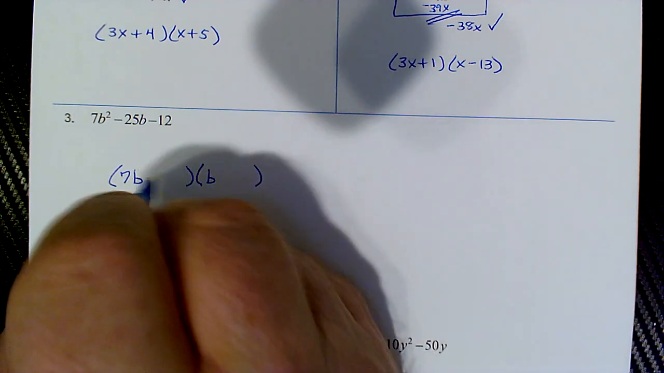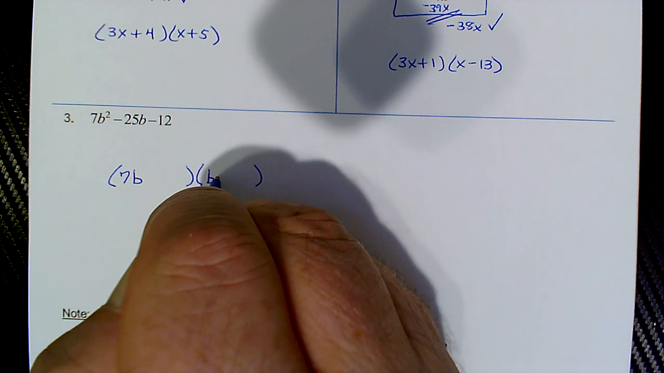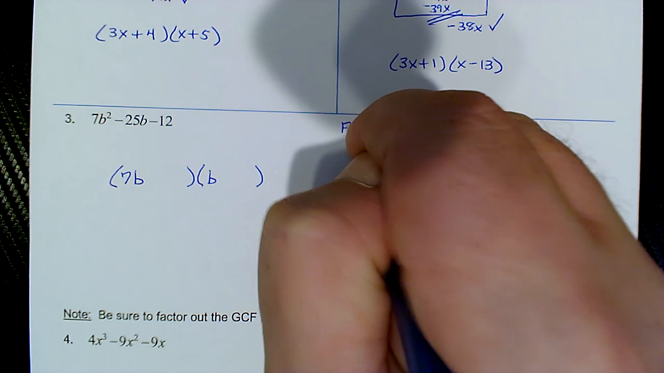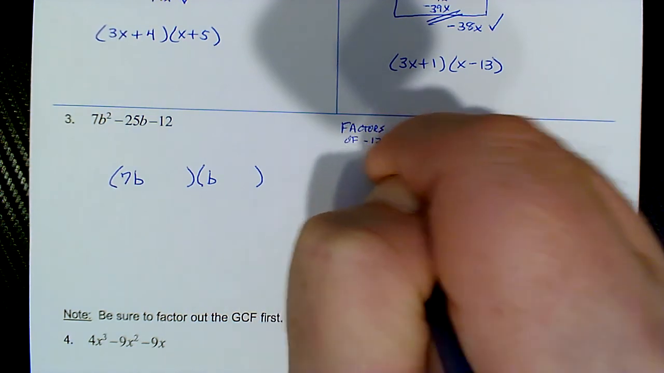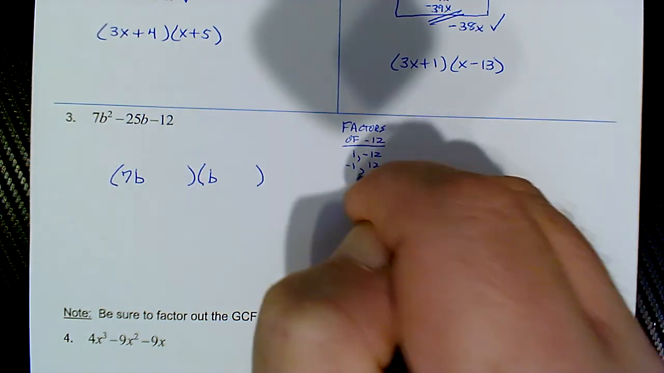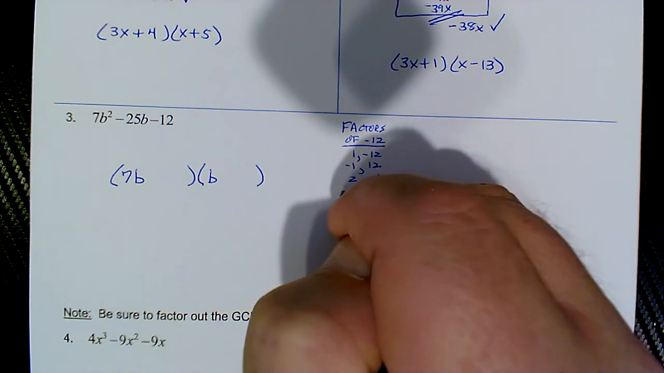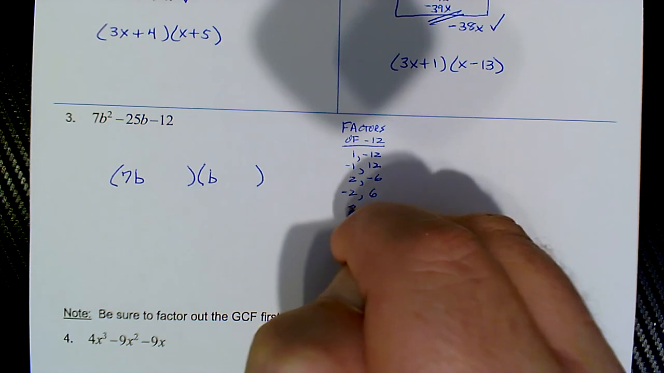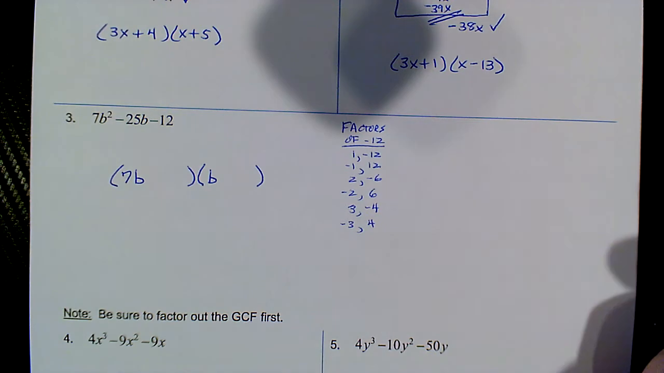Now I know the signs need to be opposite, so one needs to be positive, one needs to be negative, and I've got to get some factors of negative 12. So 1 negative 12, negative 1 and 12, let's see, 2 and 6, so 2 negative 6, negative 2, 6, and 3 and 4, so 3 negative 4, negative 3, 4, and that's it.